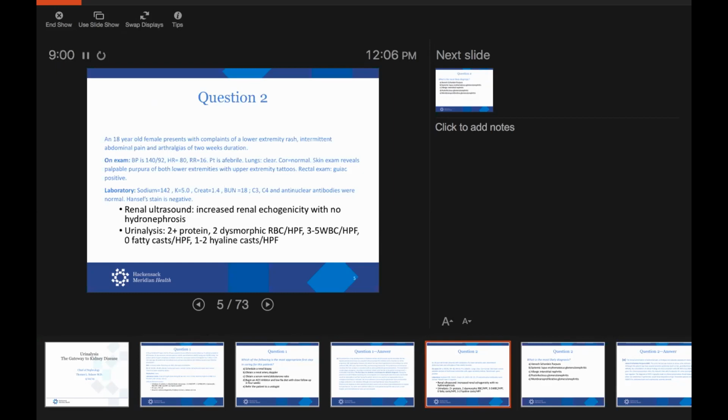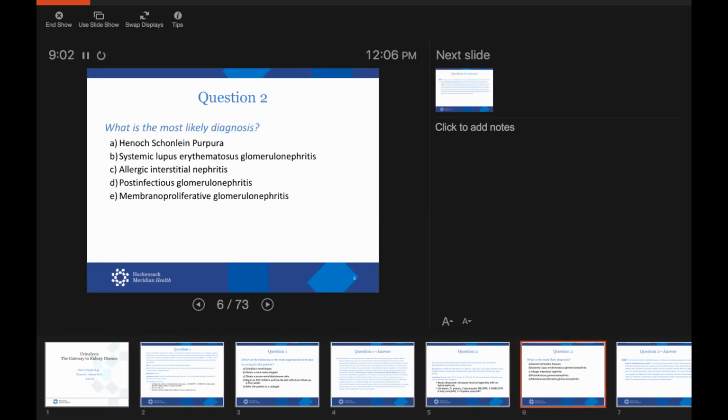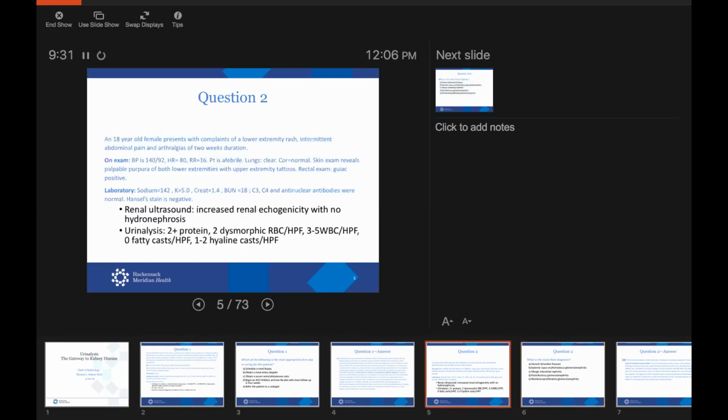And the question is, what's the diagnosis? HSP, lupus, AIN, post-infectious, MPGN. Probably nobody even knows what MPGN is, so we probably can cross that one off. We'll get to that. Post-infectious, allergic, lupus, or HSP. The diagnosis is HSP, all right? Arthralgias, abdominal pain, and red blood cells in the urine with a slightly elevated creatinine. It's a clinical diagnosis. If you do the kidney biopsy, you'll see IgA on pathology.